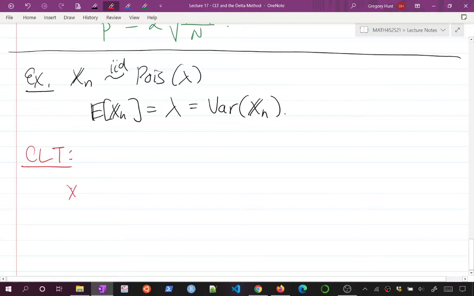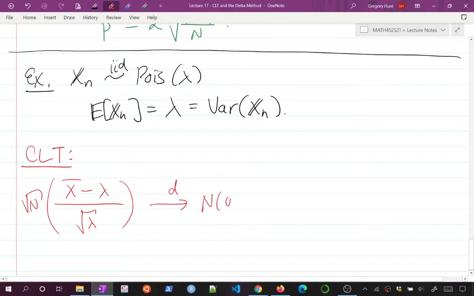The CLT says x bar minus the mean, which in this case is lambda, divided by the standard deviation, which in this case is square root lambda. If I look at that and I multiply by root n, this thing will converge in distribution to a standard normal.